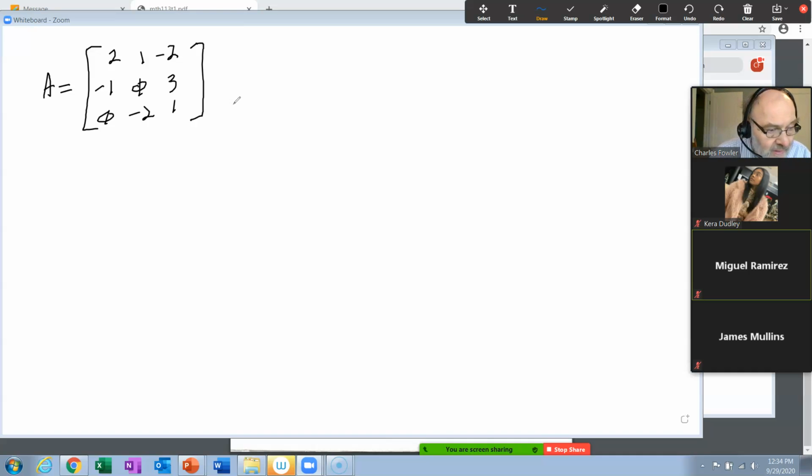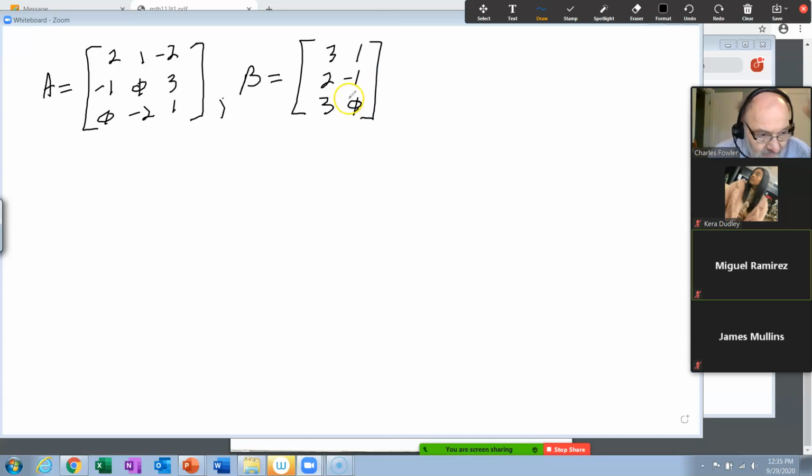Sorry. Here is B. 3, 1, 2, negative 1, 3, 0. Now, we need to show that AB transpose is B transpose times A transpose. Now, we did this in the discovery, but those are square matrices, which made sense. These are one square and one rectangular. We got to make sure we can do it.